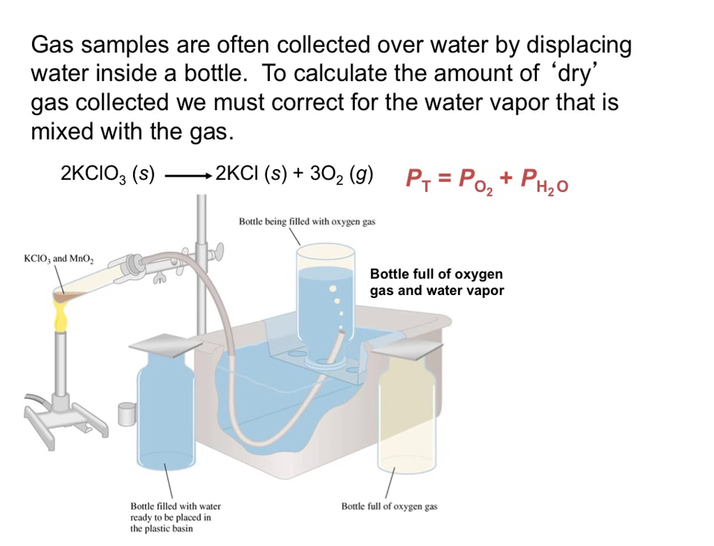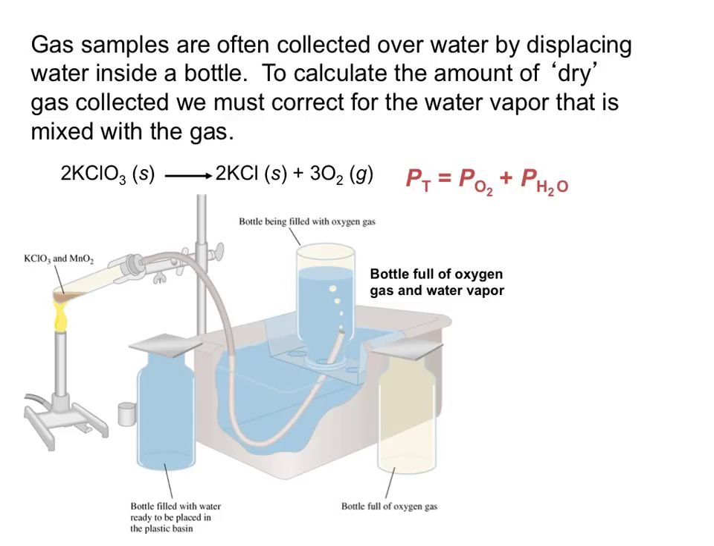A lot of times when we are collecting gas samples, we do so by water displacement. If you look at this setup here, we have a reaction mixture we're heating. We have it connected to a container that's been filled with water and inverted in a tub of water. As the reaction proceeds and gas is being expressed from the reaction, it's then collected in the bottle that's here.